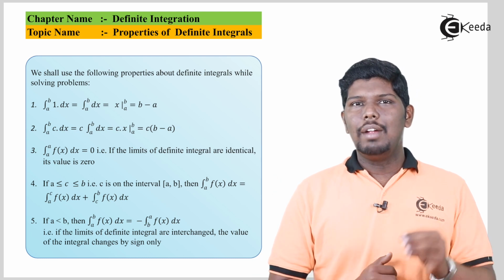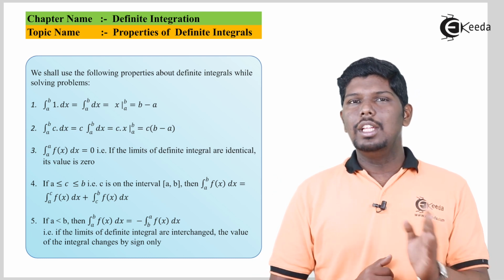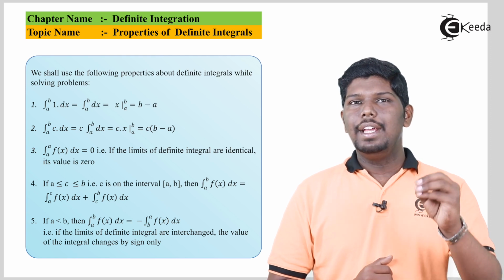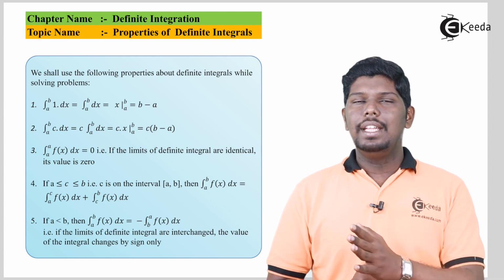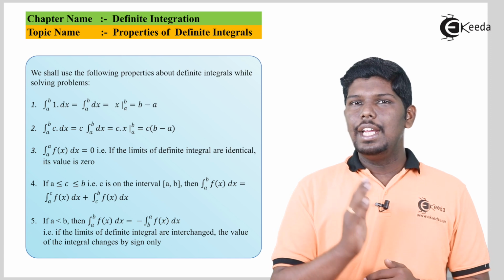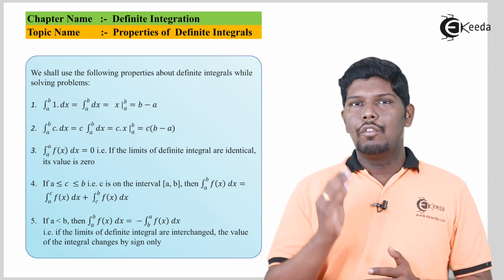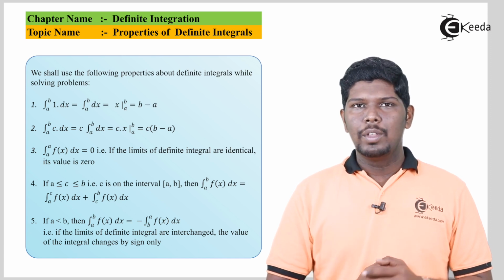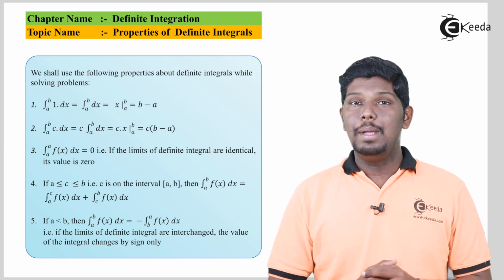The second property, we have taken a constant with it. So again the rule remains the same. If we have integral a to b c dx, we will take that constant outside. Again integration of dx will give you x from upper limit b to lower limit a. So we have c, in bracket we have b minus a.